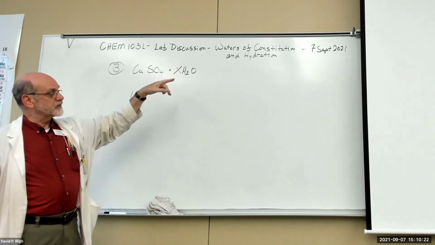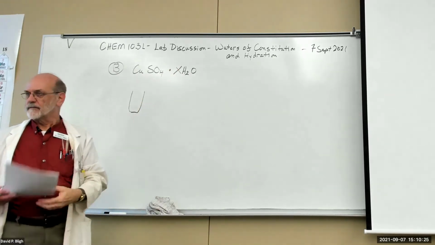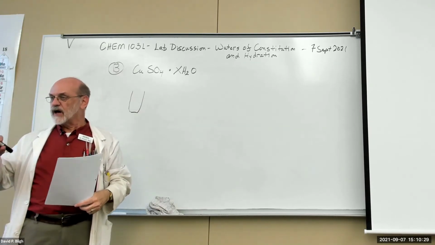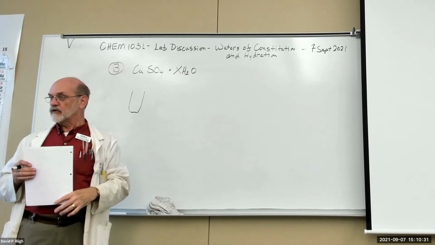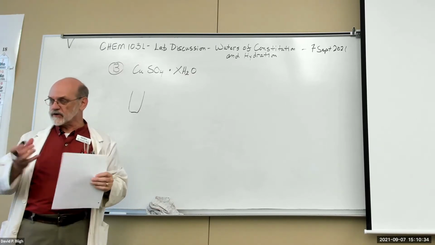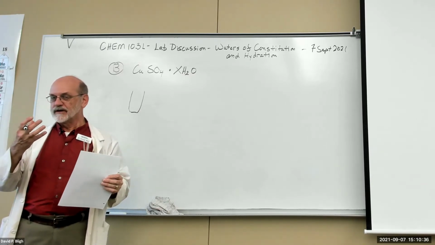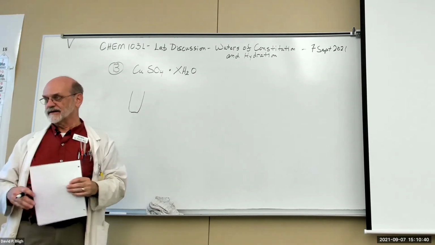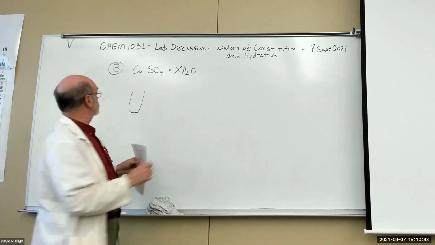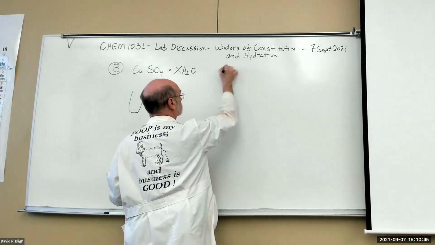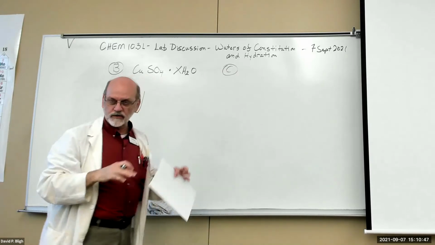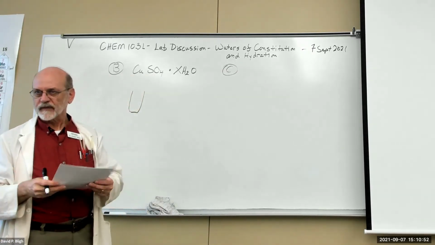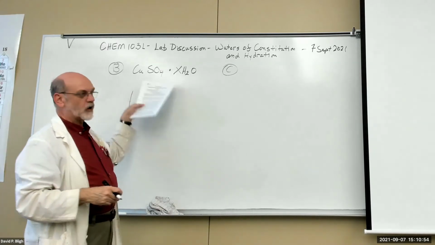The waters of constitution are those where we don't know that the water's there until we heat the material up and dry the water off. So the water actually forms out of the structure of the compound during the process of heating. The water's not there until you heat it. And we're going to use, for the C part, right? The A part we don't do because that's a flame test, and flame tests never work. So I'm just telling you, this is your starting point.